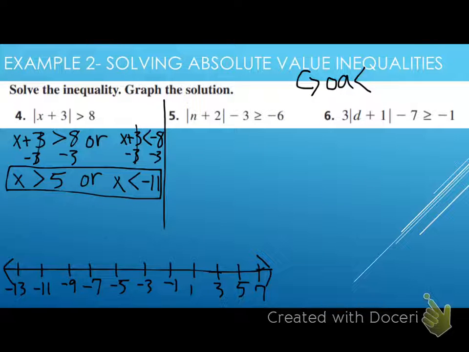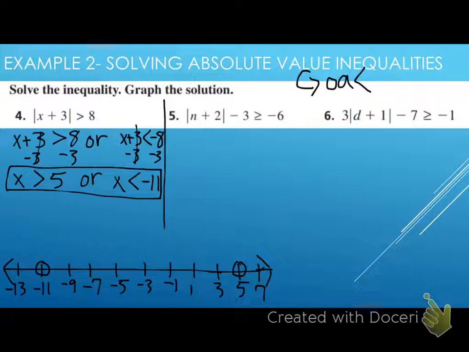There's my number line. Open or closed dot on 5? Open. Open or closed dot on negative 11? Open. This is an OR compound inequality. I want the union of the two graphs. I want the two graphs on the same number line.